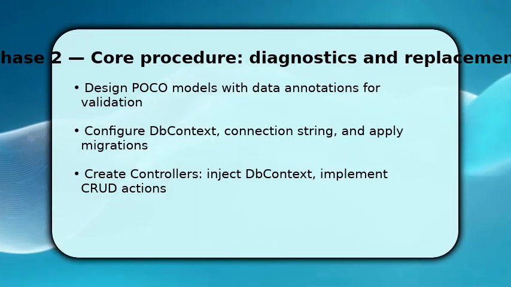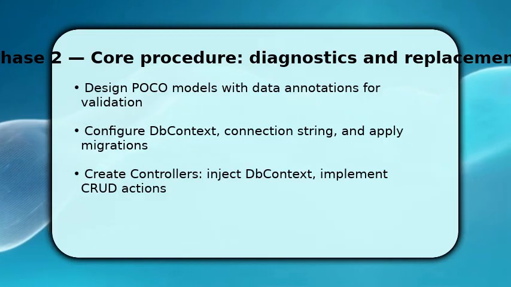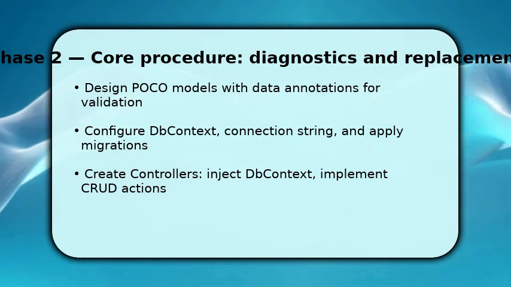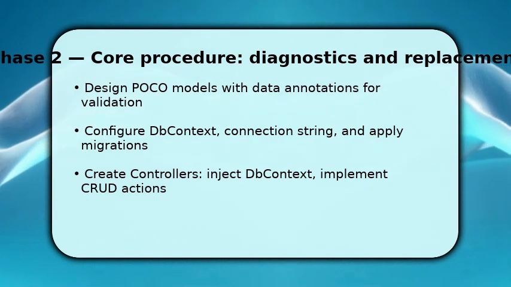This prevents runtime mismatches. Once done, create controllers that inject DB context, implement create, read, update, delete actions, and return strongly typed views so the view model contract remains clear and testable.